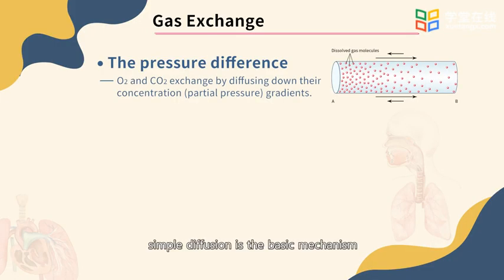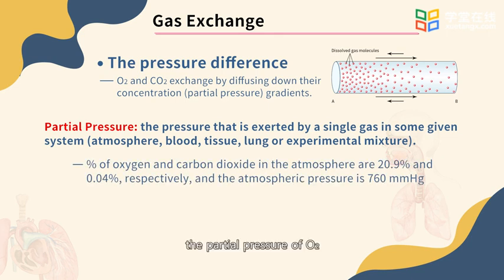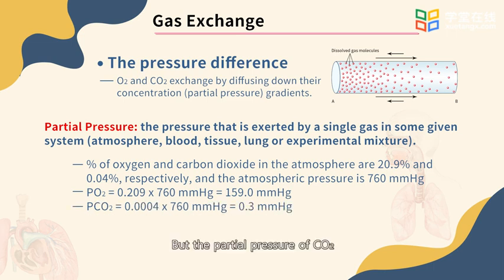Actually, simple diffusion is the basic mechanism for effective gas exchange. The driving force is the difference in pressure. The partial pressure of each gas depends on its concentration. For example, the partial pressure of O2 is equal to its percentage in the atmosphere multiplied by the atmospheric pressure, which is about 159 mmHg. But the partial pressure of CO2 is only 0.3.